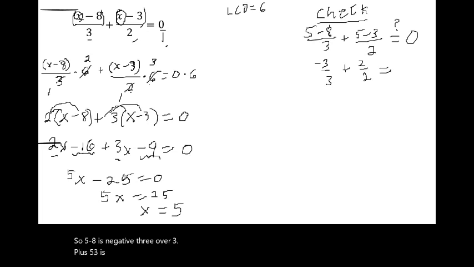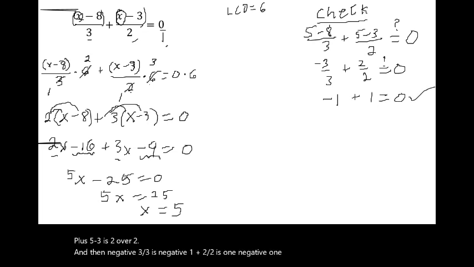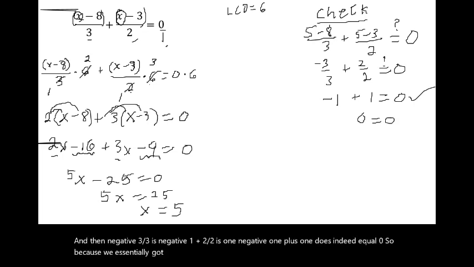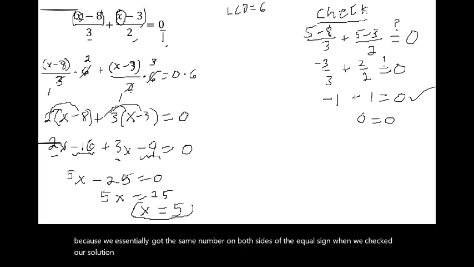2, and then negative 3 divided by 3 is negative 1, plus 2 divided by 2 is 1. Negative 1 plus 1 does indeed equal 0. So because we essentially got the same number on both sides of the equal sign when we checked our solution, that means x equals 5 is actually our solution, so we get to circle it and call it done.